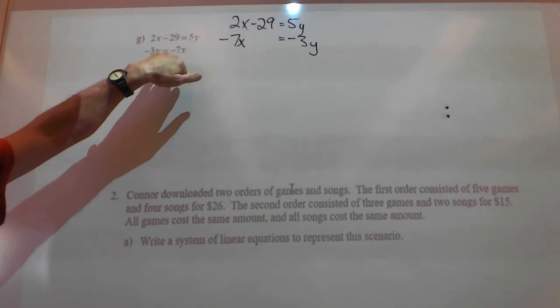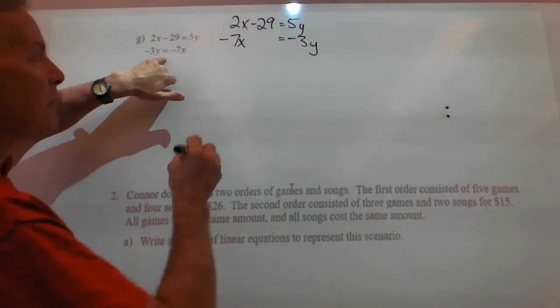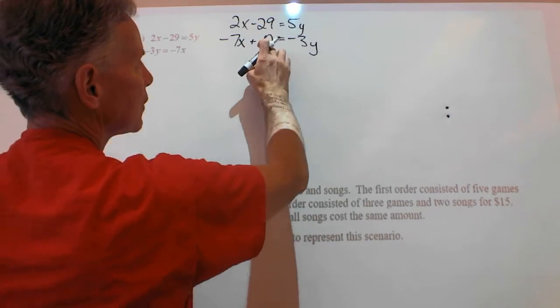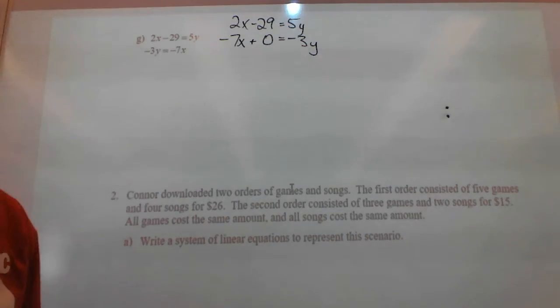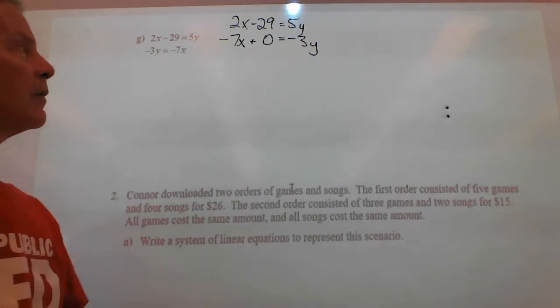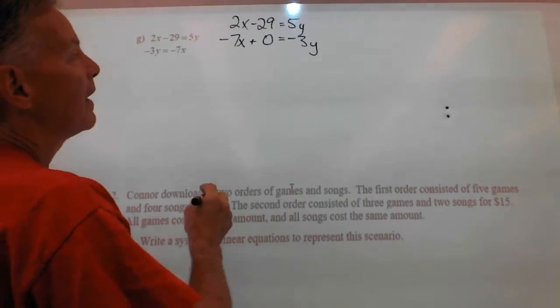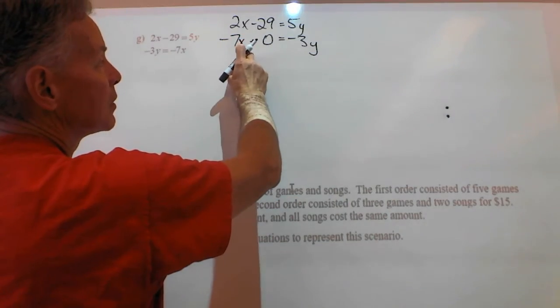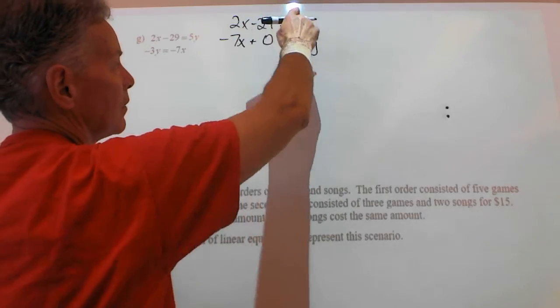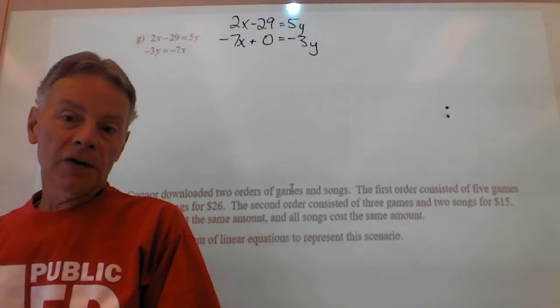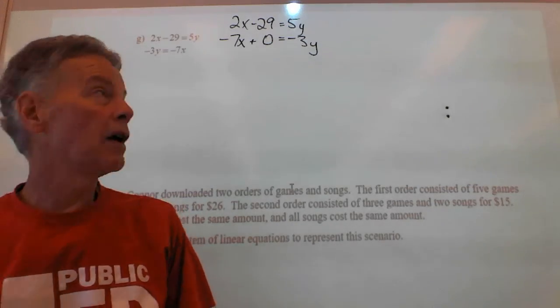Now, I don't have a constant term here, so I'm just going to put in a 0 just as a placeholder. It's not going to affect the equation because you know that if you add 0, that doesn't matter. And then I have two equations that line up at least. I still haven't done anything about making the coefficients the same. That's what we'll do next.